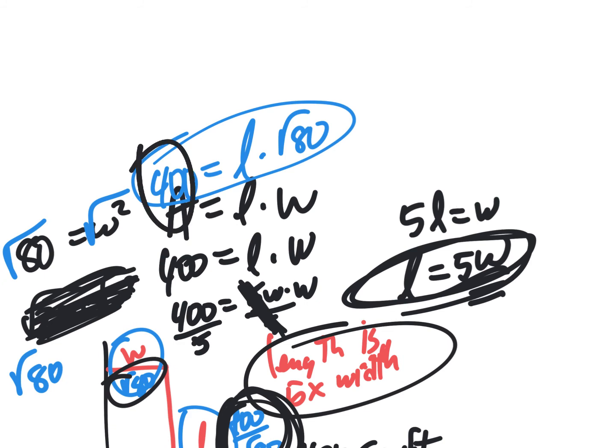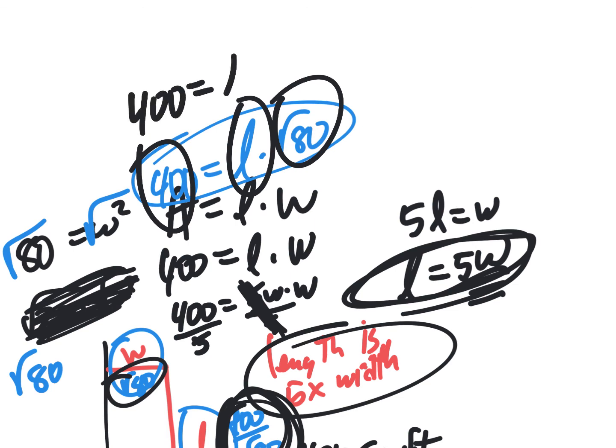Was that 400 is equal to L times the square root of 80? So I mean, if area is length times width, then 400 is equal to length times the width. The width we figured out was square root of 80. You just write 5 times the square root of 80, because length is 5 times W, and W is the square root of 80.